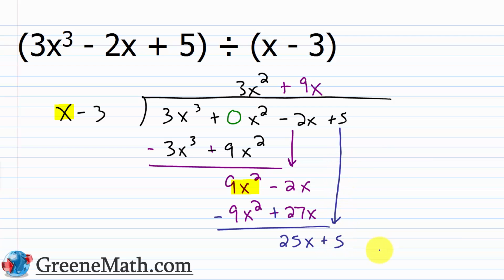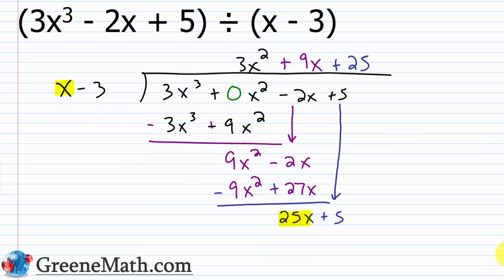And then one more time, we're going to go leading term into leading term. So what is x into 25x? Or in other words, what is 25x divided by x? You know that's just 25. So plus 25. 25 times x is going to be 25x. And then 25 times negative 3 is minus 75.